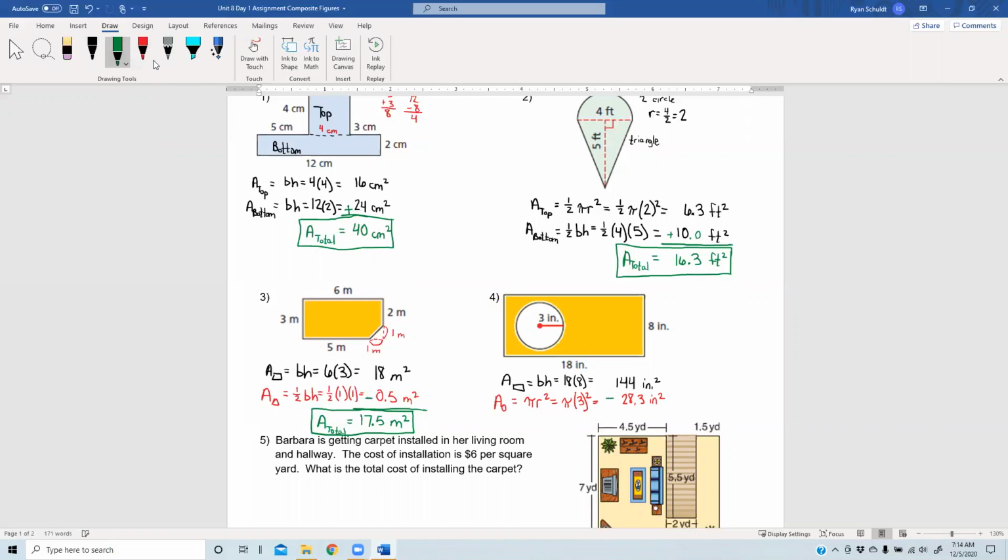So we're going to be subtracting this out because, like I said, they cut out the circle. We don't want that circle in there. 144 minus 28.3 is 115.7 inches squared. So total area is equal to 115.7 inches squared.